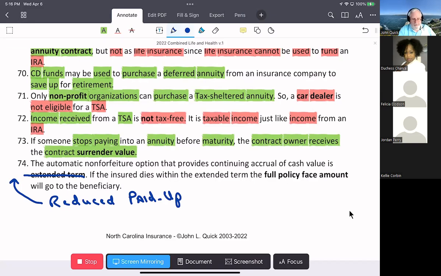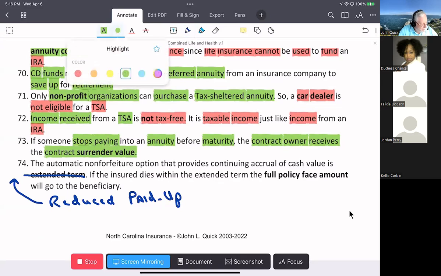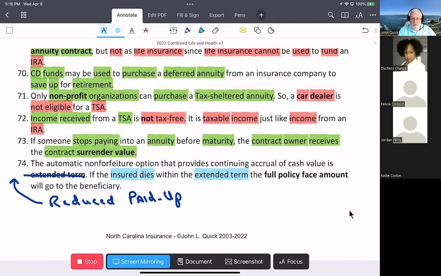So continuing accrual of cash value is not extended term, but reduced, paid up. But now if you die within the extended term policy, they pay the full policy face amount. That'll go to the beneficiary. So extended term pays the full face amount. Reduced, paid up provides for continuing accrual of cash value.